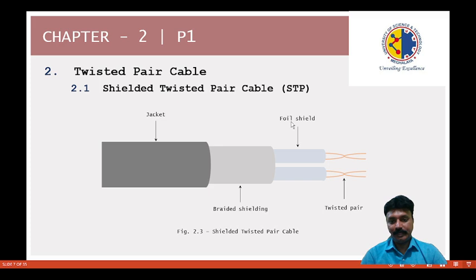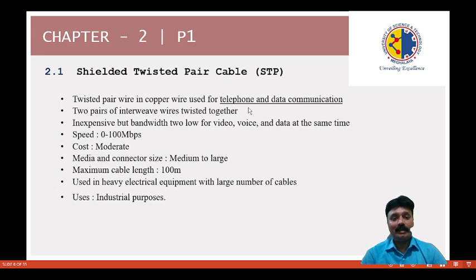The braided shield and foil shield take care of protecting the twisted pair from outside noise signals, ensuring uninterrupted signal passing from one system to another. Now the general summary of this shielded twisted pair cable: it can be used in telephone and data communication. Two pairs of insulated wires are twisted together, as we have seen in the previous slide. It is inexpensive but the bandwidth is too low for video and voice as well as data at the same time. The speed is 0 to 100 Mbps.